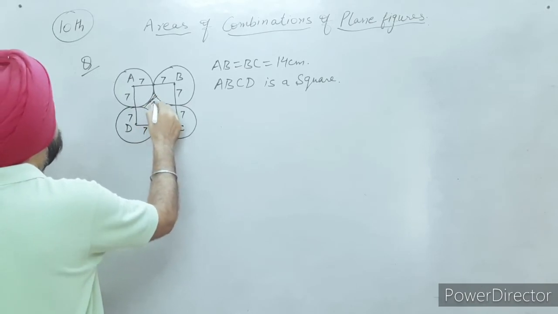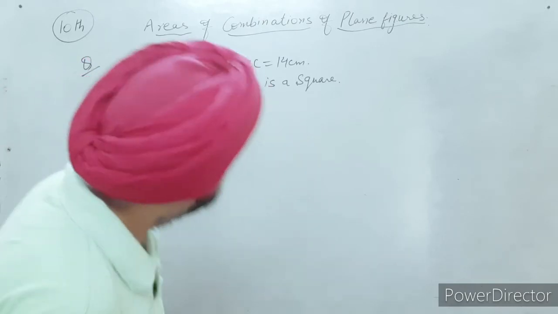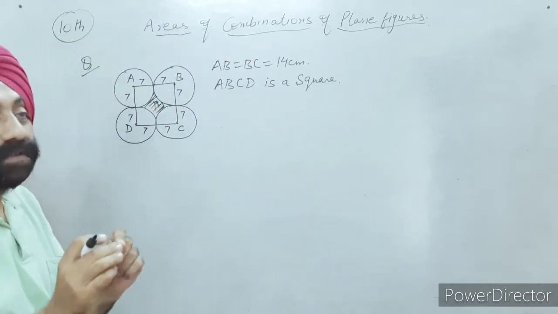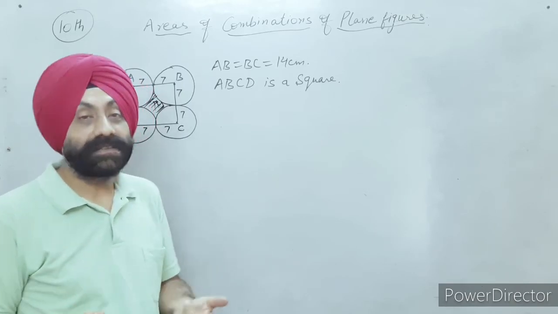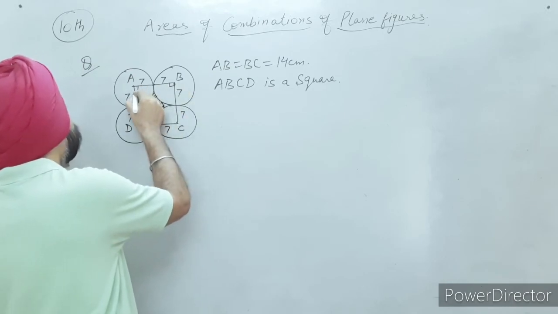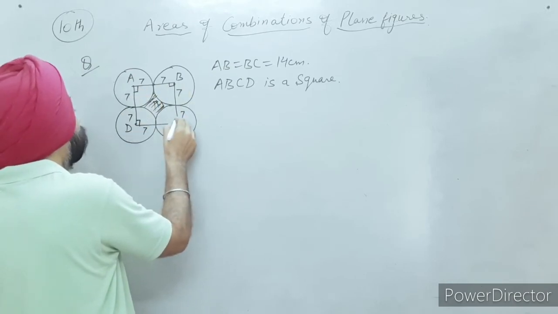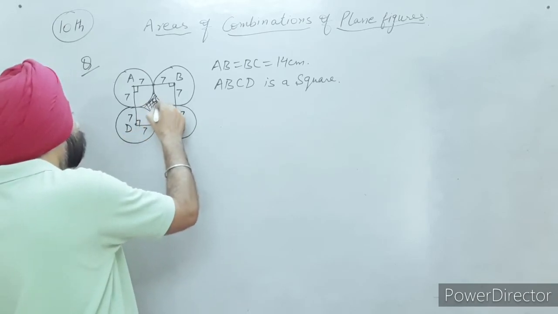Shaded region is this. Now it's a very simple sum. If you remember the formula of the area of the quadrant and the area of the square, the sum is solved. This angle is 90, this angle is 90, this is 90, this is 90. Now I need the area of the shaded region, this region.